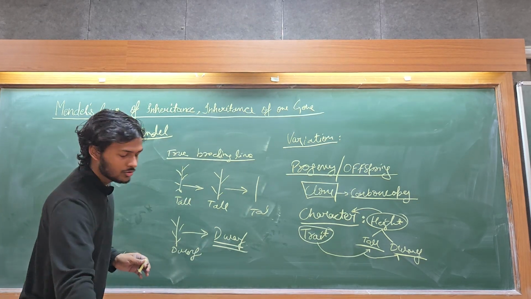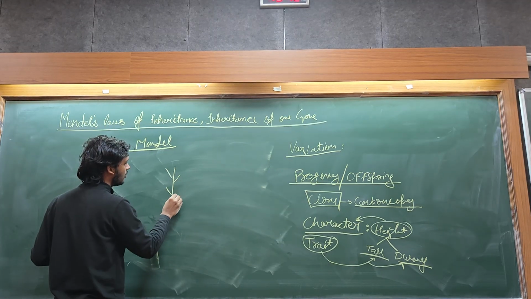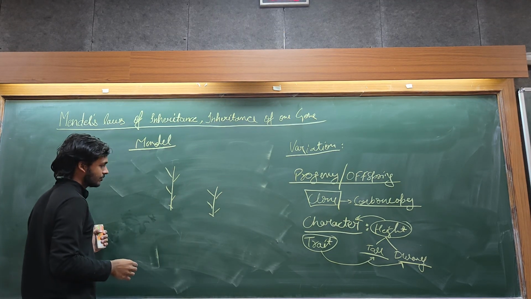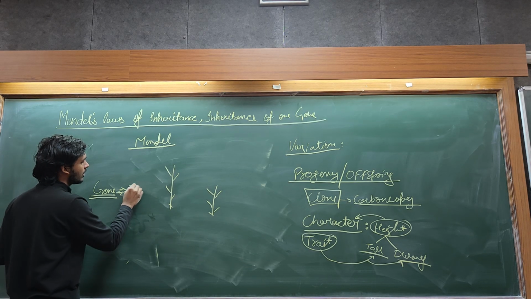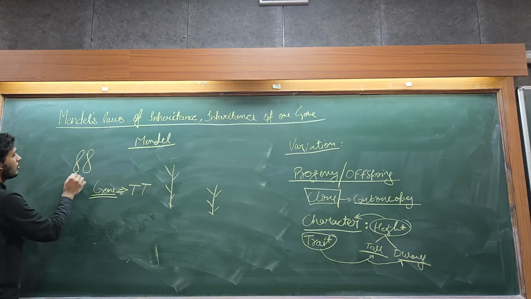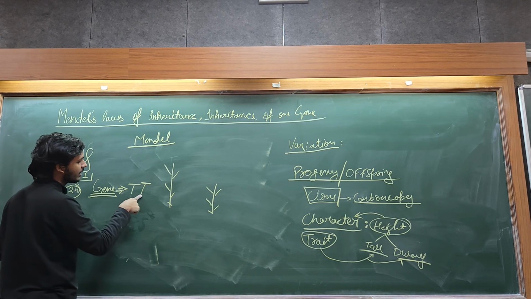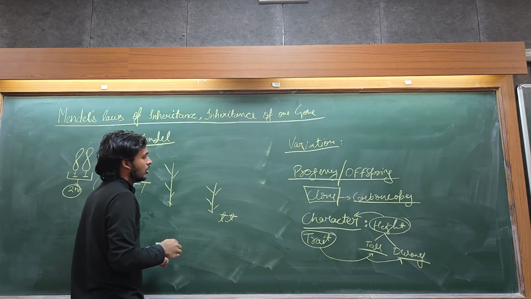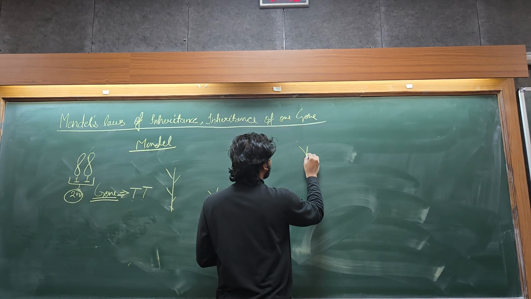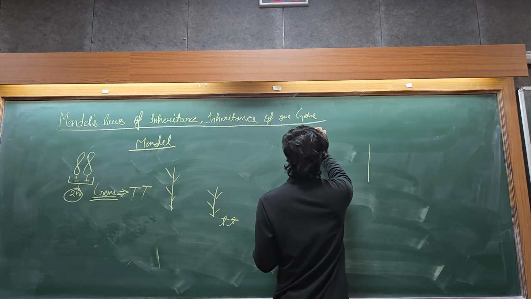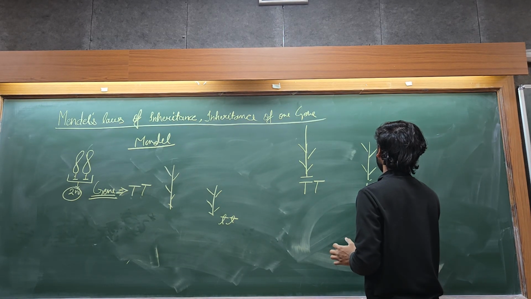So what Mendel did, Mendel took one tall plant and one dwarf plant. Now we know genes are present in pairs, because homologous chromosomes are always present in pairs, that is diploid. So it is capital T, capital T for tallness, and for dwarfness it is small t, small t. Mendel pollinated this tall and dwarf plant.